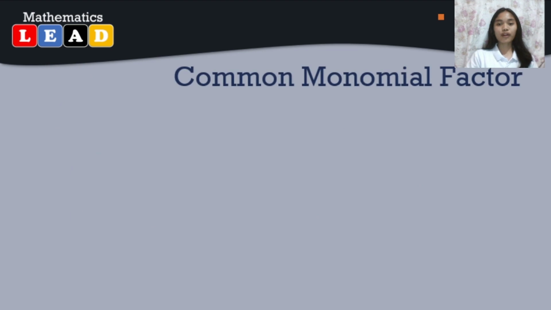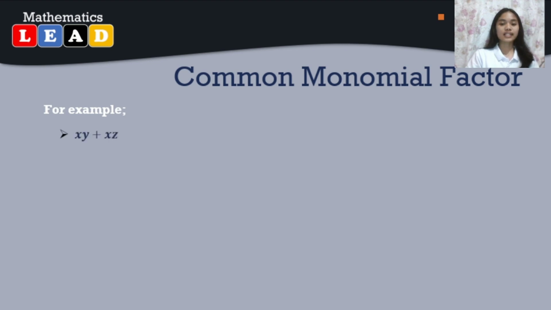And now, for our first topic, which is the common monomial factor. Common monomial factoring is the process of writing a polynomial as a product of two polynomials, one of which is a monomial that factors each term of the polynomial. To clearly understand that, here are some examples.